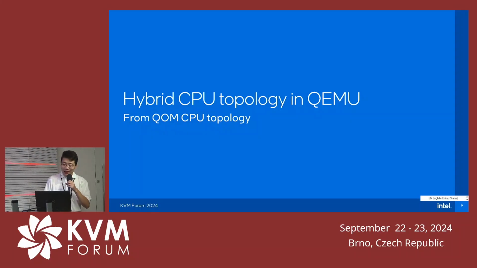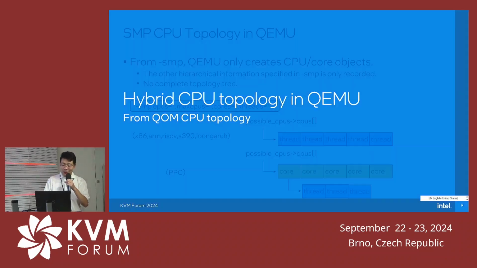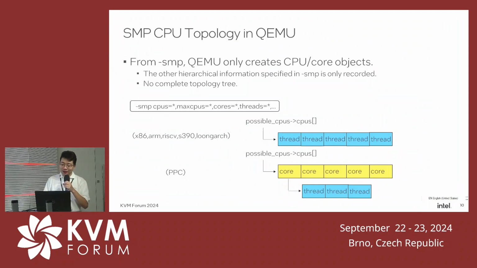So the hybrid CPU information is important. How to configure it to the guest? We have a proposal. Currently, QEMU configures the topology by the SMP command. With SMP, QEMU creates CPU or core objects. For x86, there's a special array named possible CPUs. Each element in possible CPUs is mapped to a CPU object. And for PPC, the element of possible CPUs is mapped to the core object, and the CPU object is created in place under the parent core.